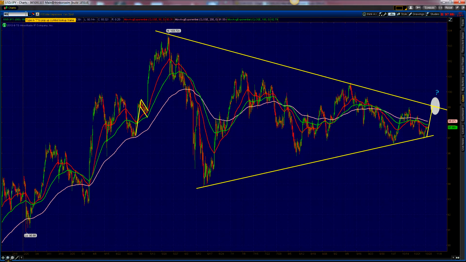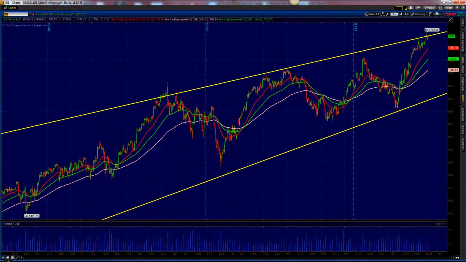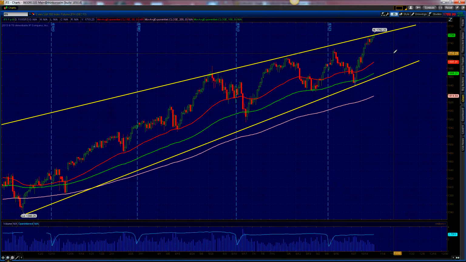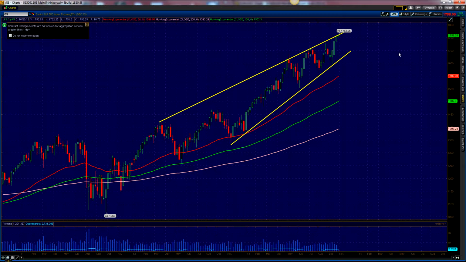Speaking of equity markets, let's take a look at E-minis. Okay, this is the 4-hour E-mini chart. Let's go to the daily chart. Dull day. We finished up 4 points, just shy of 0.25%. We are testing what is basically a weekly ascending channel.